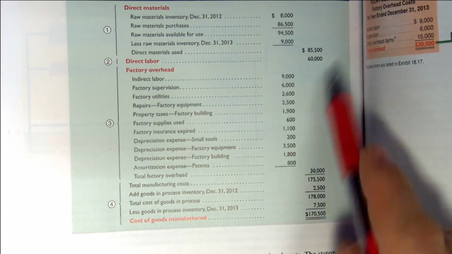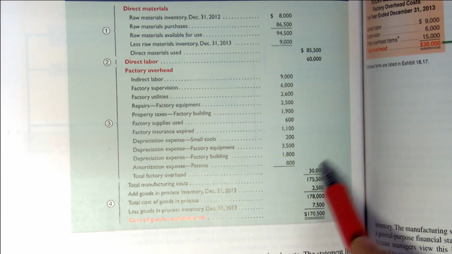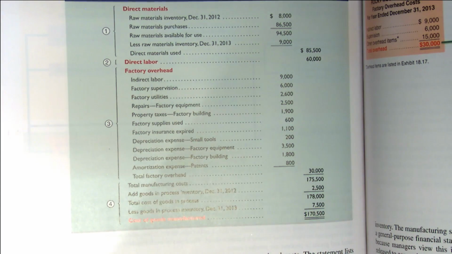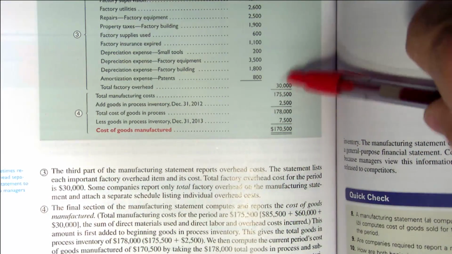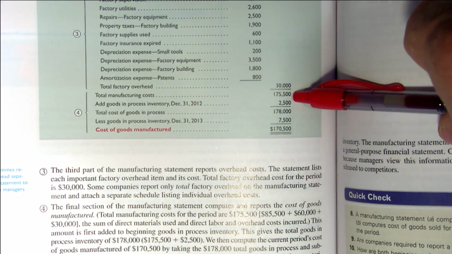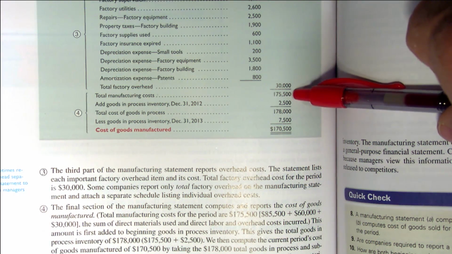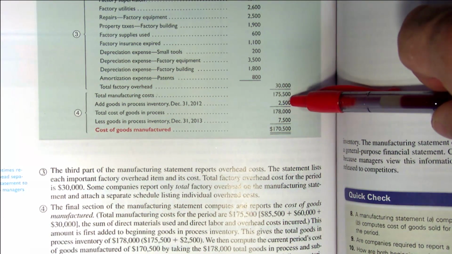And then we add direct materials used, direct labor, factory overhead, and we get this number of 175,500. Now, a lot of people make the mistake and they stop here and they say that's COGM. That's cost of goods manufactured. That's not cost of goods manufactured. That's total manufacturing costs.